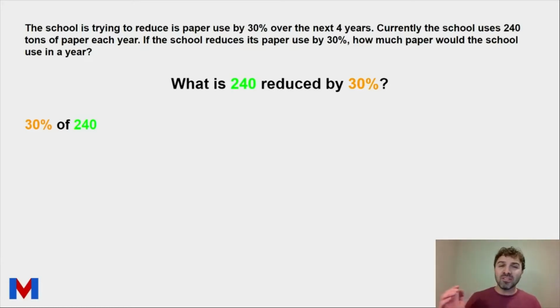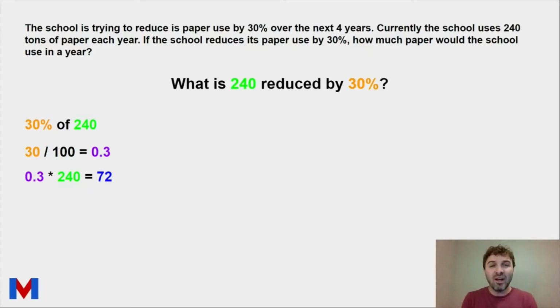So to convert 30% to a decimal, we need to take 30 divided by 100, because if you remember, percent means per 100, which is why we're dividing by 100, okay? So 30 divided by 100 is 0.3. And that is 0.3 times 240, which gives us 72. All this is saying is that 30% of 240 is 72. So 30% of 240 tons of paper is 72 tons of paper, okay?